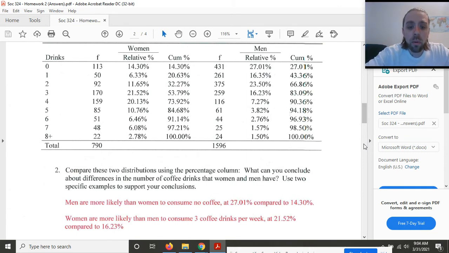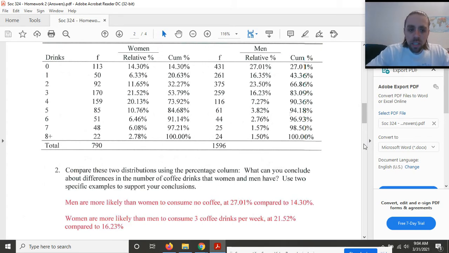Men are more likely than women to consume no coffee at 27.01% compared to 14.3%. There we go. I stayed within the category of no coffee, and I cited the exact rates. My second finding was that women are more likely than men to consume 3 coffee drinks per week at 21.52% compared to 16.23%. I actually gave that earlier, but nevertheless, those are good, clean interpretations from this table.